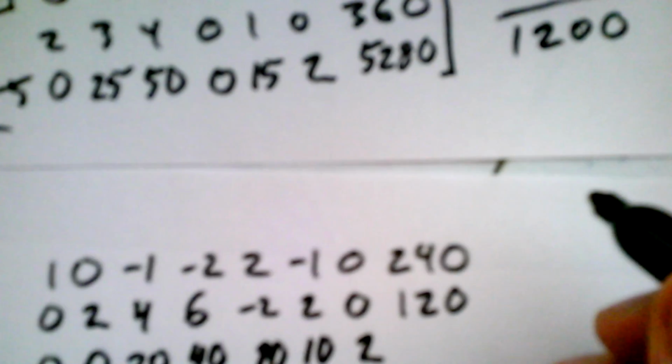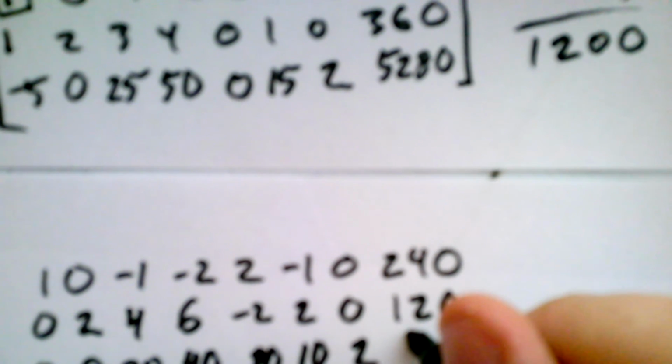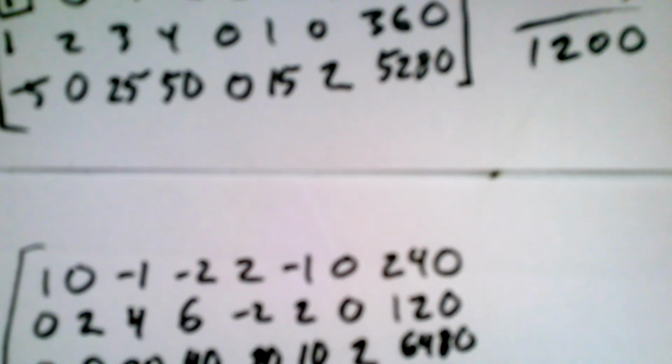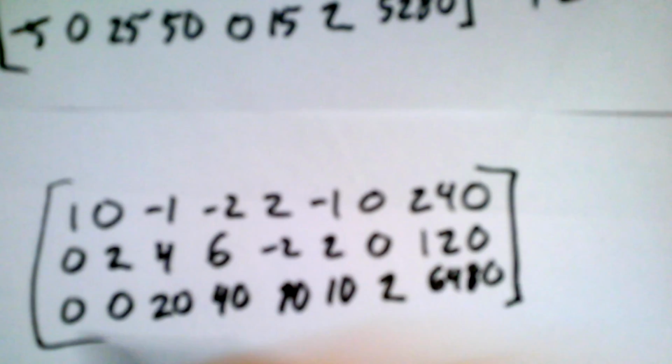So we get 1200 plus 5280 is going to be 6480. And this is a finished matrix tableau because none of our indicators are negative.